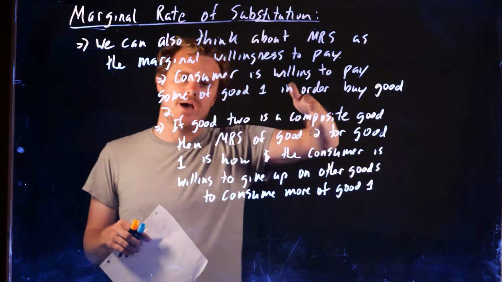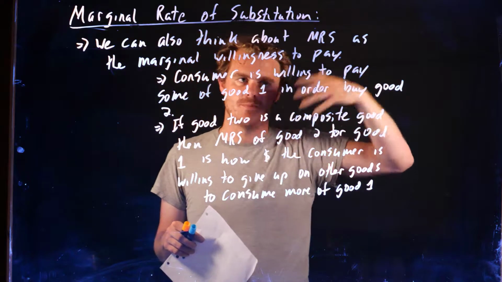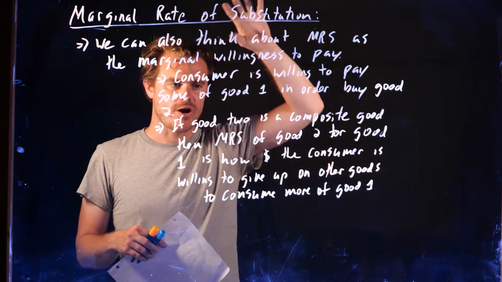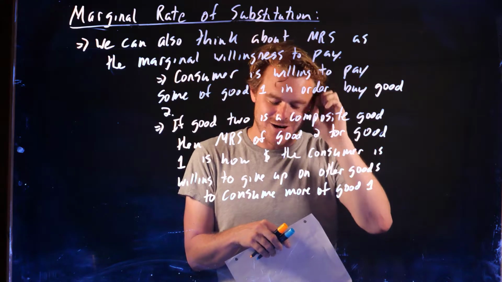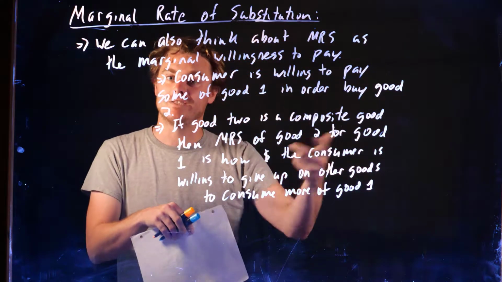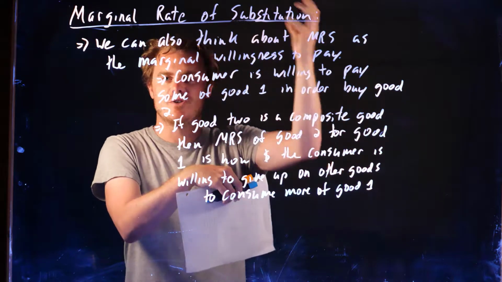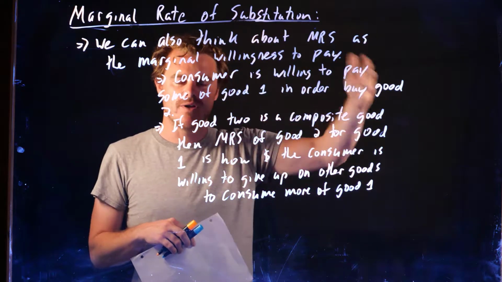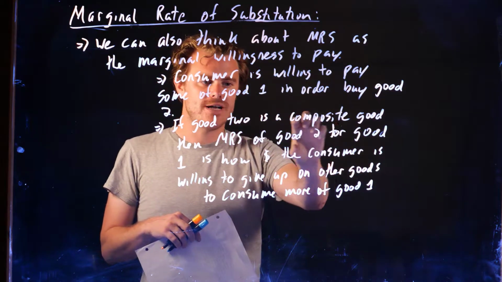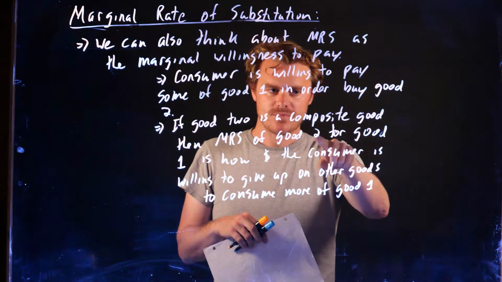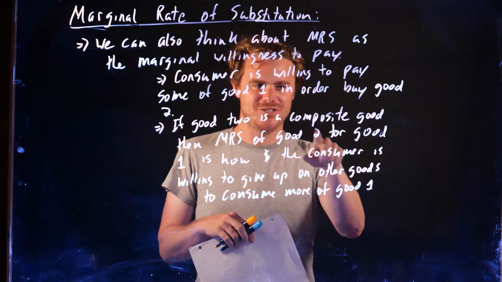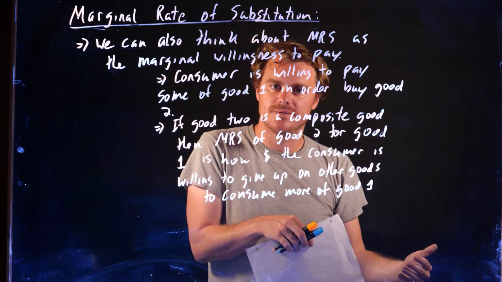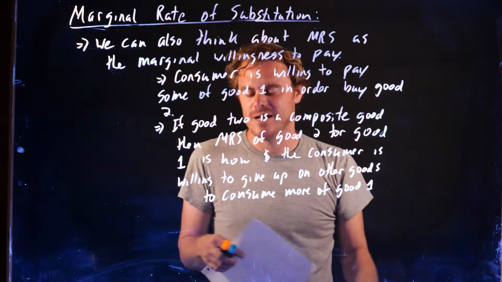So that's another way of thinking about the marginal rate of substitution. You can think about it in terms of willingness to pay, the marginal willingness to pay. Good 2 is the composite good, and good 1 is whatever good we're interested in. Again, sorry, composite good, not numeraire. Numeraire is about relative terms. Composite is putting all these other goods together and representing it with x2. So if good 2 represents all the other goods except for good 1, then an MRS of good 2 for good 1 is how many dollars the consumer is willing to give up spending on other goods to purchase more of good 1. Hopefully that makes sense as I stumble my way through that.